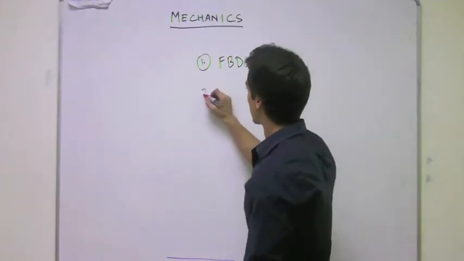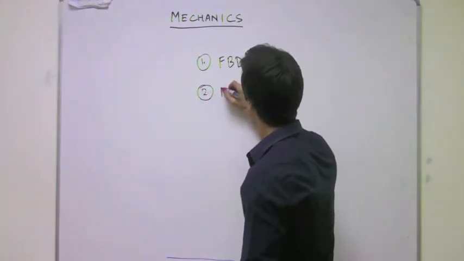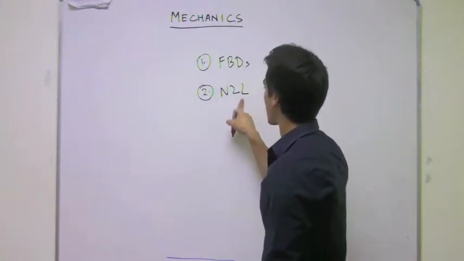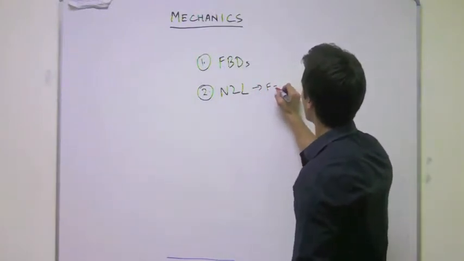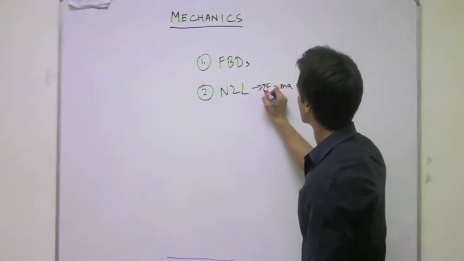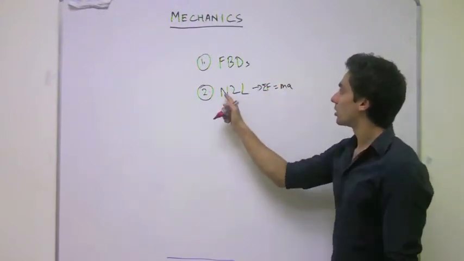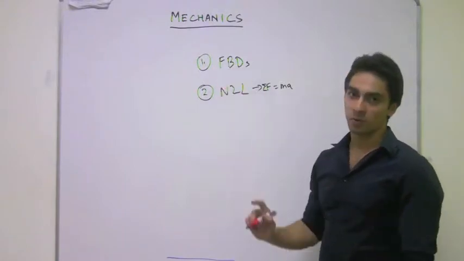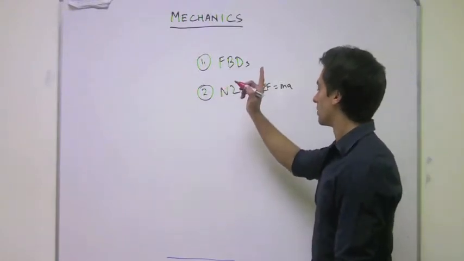The second step is to apply Newton's second law, which is F equals ma. Here F is the net external force, remember that, on all of these objects that you've drawn free body diagrams on.